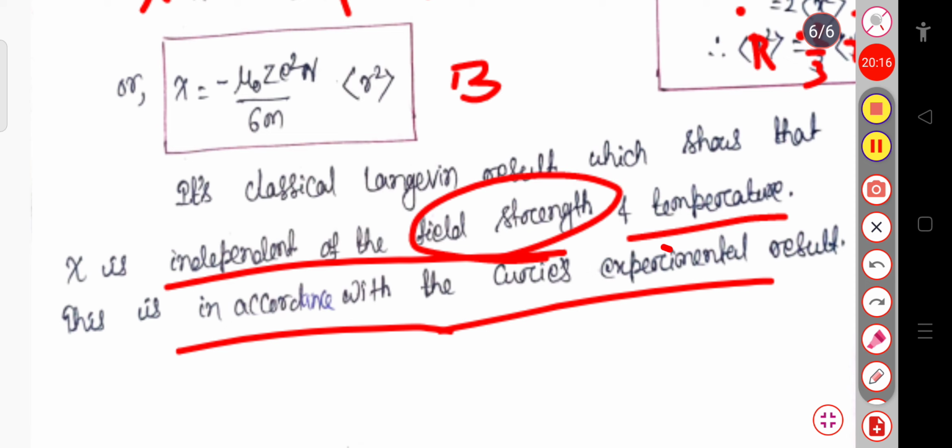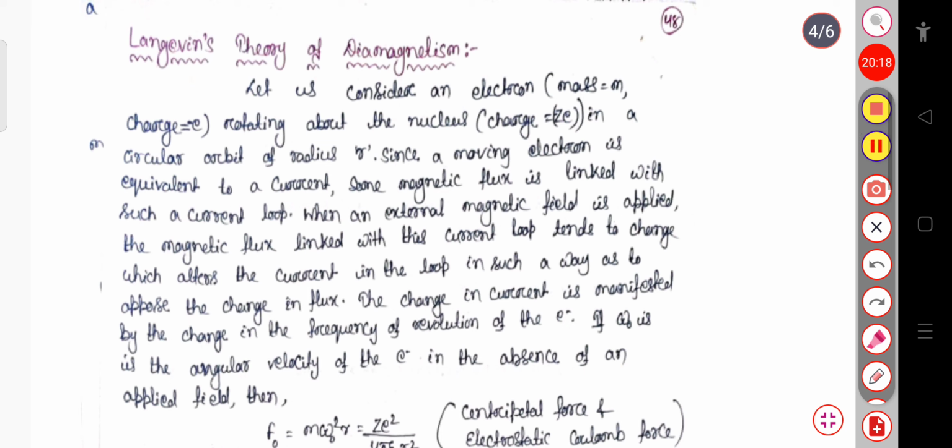So this is all about Langevin's theory of diamagnetism, or you may say that this is your classical concept. This is all for today.